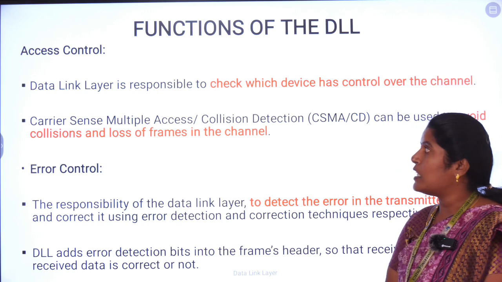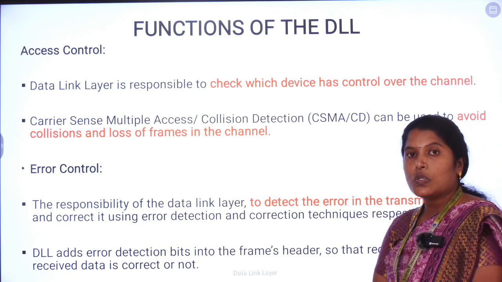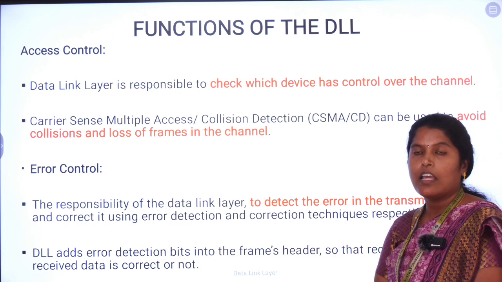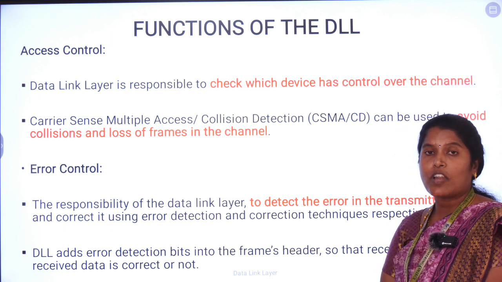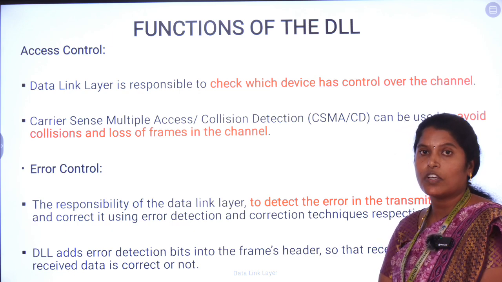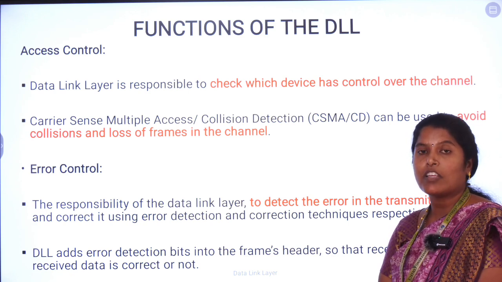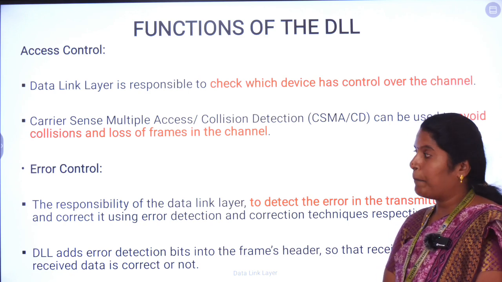The next function is access control. It is used to determine which device has control over the channel. As I said earlier, the data has to be transmitted from the sender to the receiver through a channel or a device. So we need to know which device has control over the data.